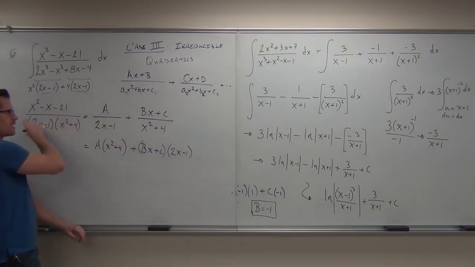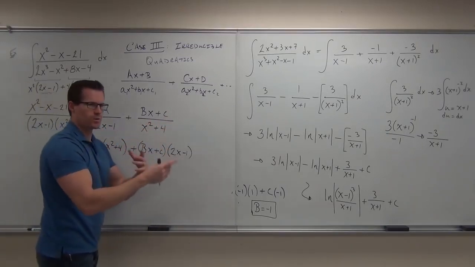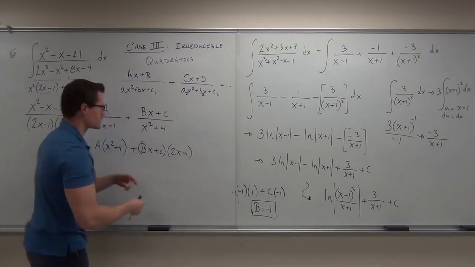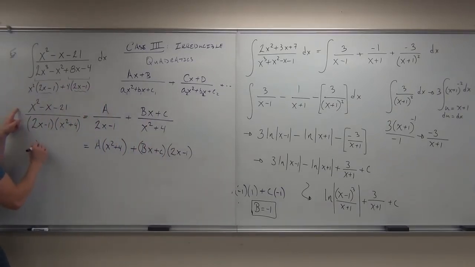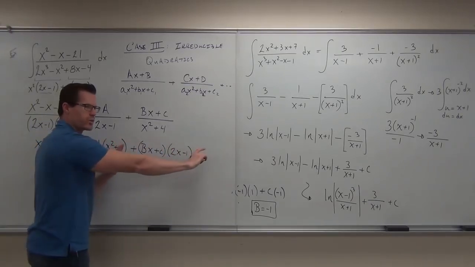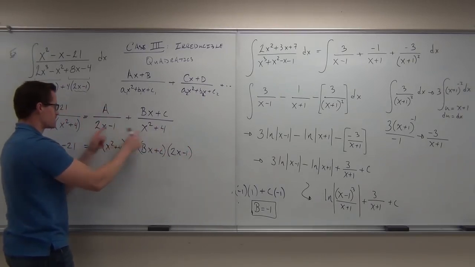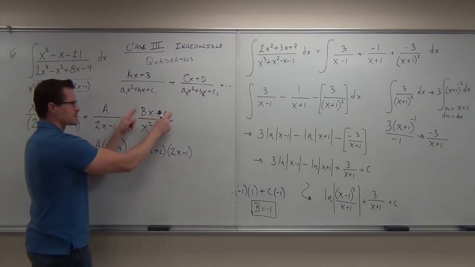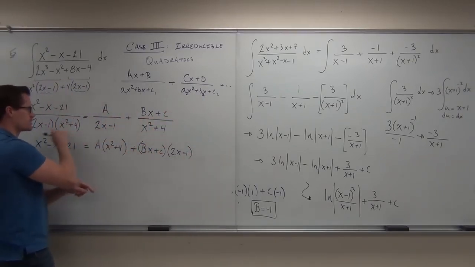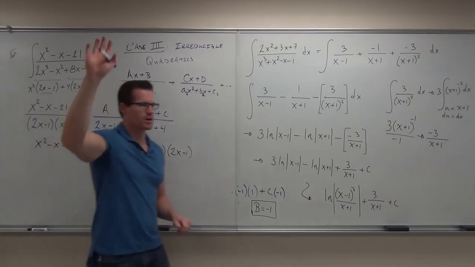As soon as we get that common denominator, we ignore it. We just set the numerators equal to each other. So this numerator equals this new numerator. This would be the numerator. You follow? Just keep in mind, it's a times this one, this x squared plus 4, and then it's this whole bx plus c times the 2x minus 1. So hands feel okay with that?